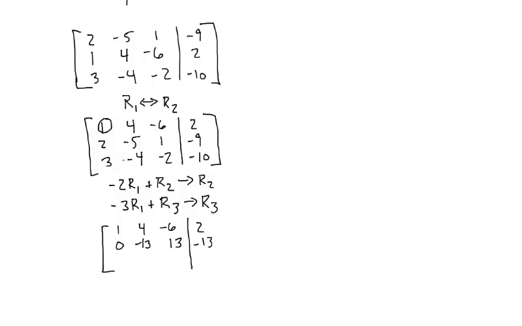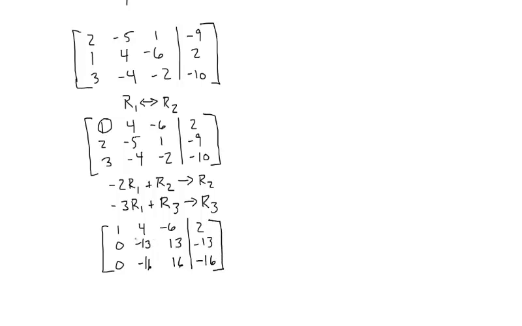And then we have negative 3 times row 1, so negative 3 times 1 plus 3 is 0. Negative 3 times 4 is negative 12, minus 4 is negative 16. Negative 3 times negative 6 is 18, minus 2 is 16. And negative 3 times 2 is negative 6, minus 10 is negative 16.